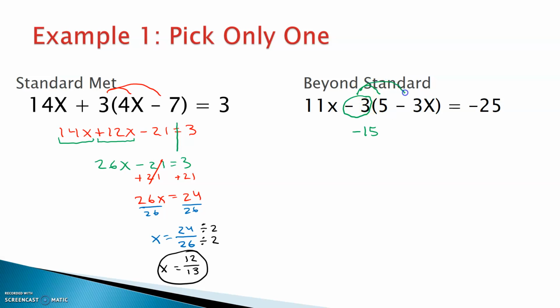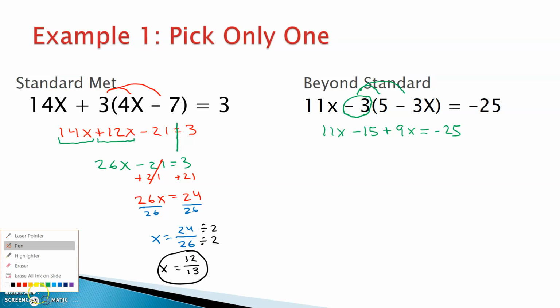Negative 3 now times a negative 3x. That's going to give me positive 9x. Let me drop down the 11x. Let me drop down my equals negative 25. Now again, let me change the colors here so we can see each step of the way. So first step was distributive property. Okay. Let's break this apart.